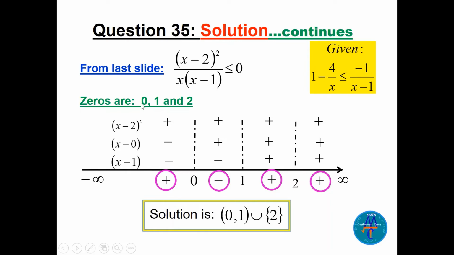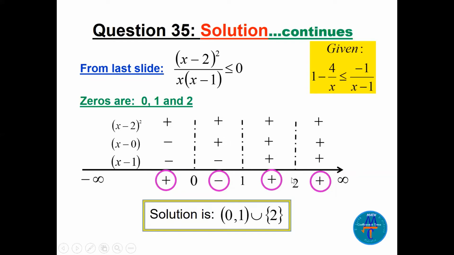So the zeros are 0, 1, and 2. Just make a big table here. Just put all the factors. Choose a number test point. And then we have to choose all the negative. Where is the negative? From 0 to 1, open. Why? Because in the denominator here, we cannot accept 0, we cannot accept 1.